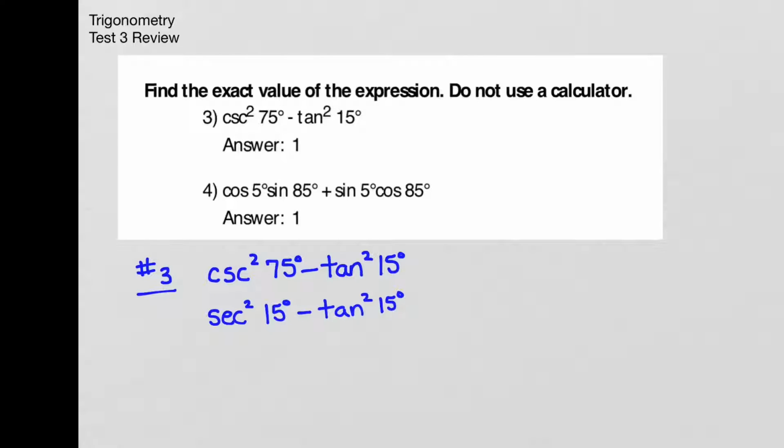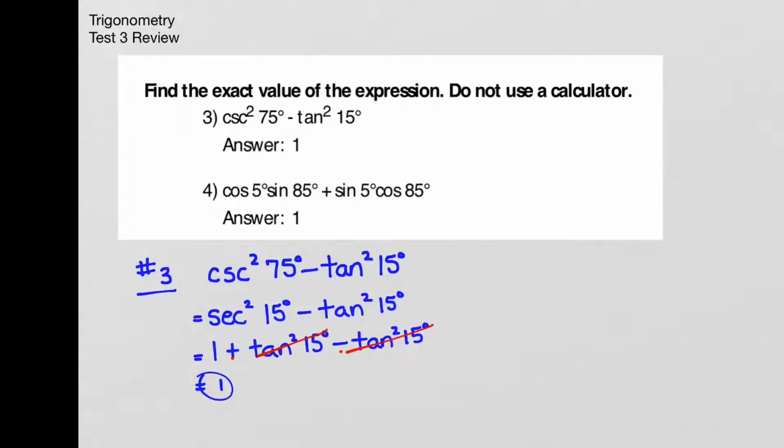At this point, I can say that secant squared of 15 degrees is 1 plus tangent squared of 15 degrees. And then I'll just bring down the minus tangent squared of 15 degrees. And therefore, those tangent squares cancel out because there's 1 plus and 1 minus. So what do we have in the end? Just 1. And that's my final answer.